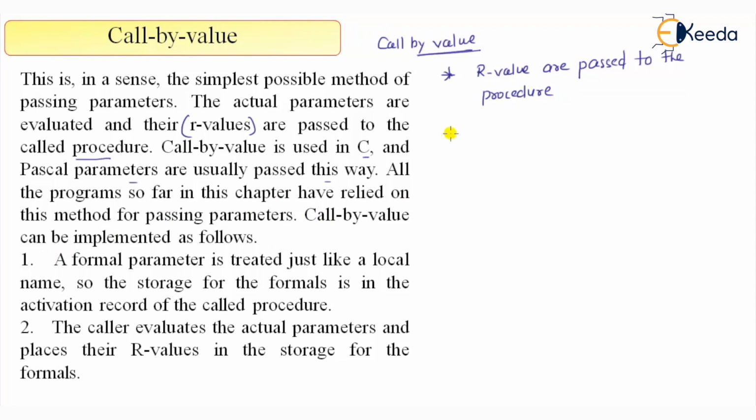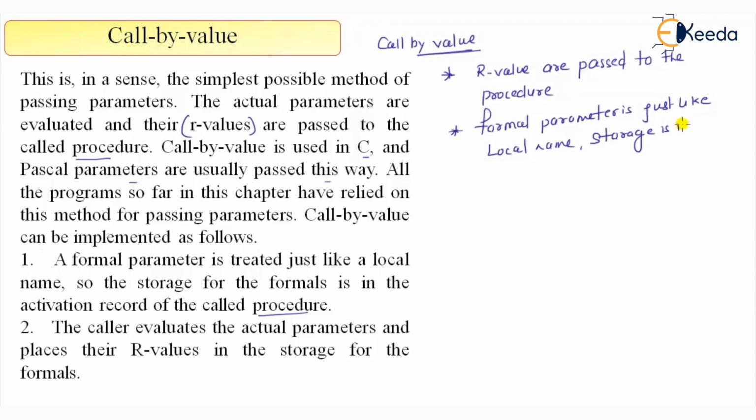The implementation is this: a formal parameter is treated like a local name. That is the important point. If you have some variable declared, a formal parameter is just like a local name. And the storage for the formals is in the activation record of the procedure. So the storage is in the procedure only.